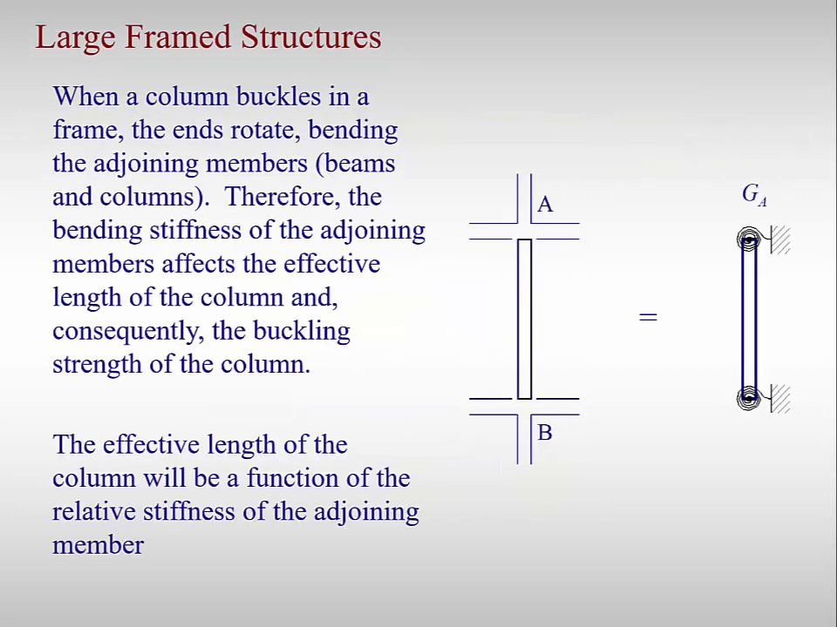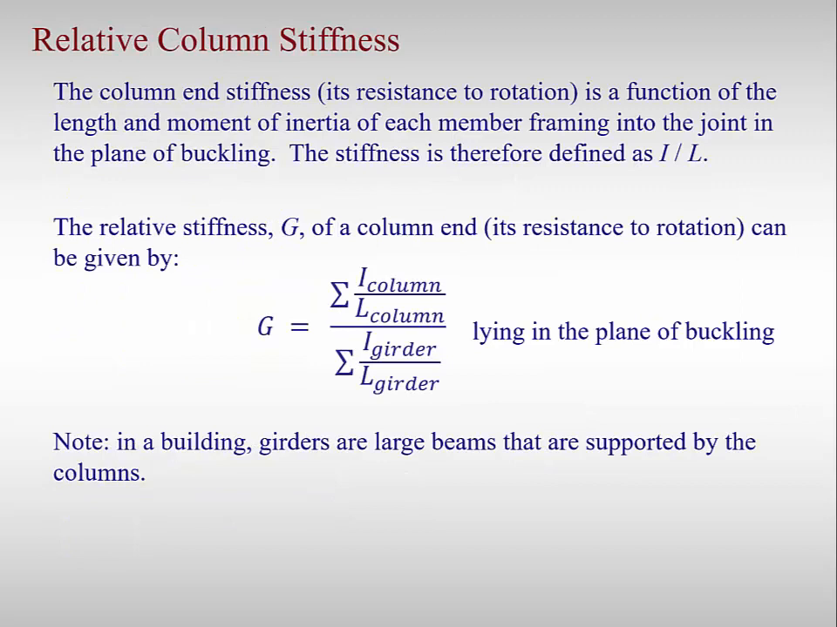If we isolate the column, we can simulate the rotational support at each end of the column by springs. The spring stiffnesses are a function of the bending stiffness of each member framing into the joint. Beams or girders that are stiff relative to the column cause the joint to act more like a fixed joint. The bending stiffness at each end of the column is a function of the length and moment of inertia of each member framing into the column.